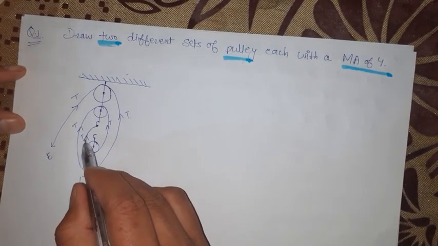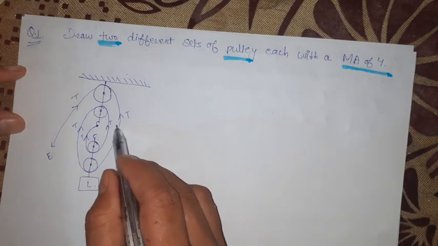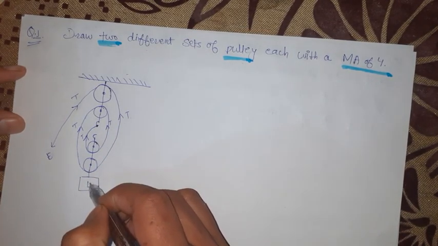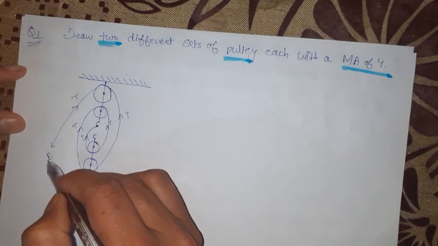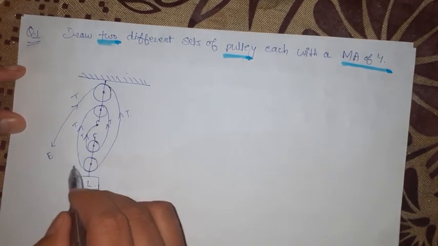Now over here, how many tensions are going to lift it up? We have 1, 2, 3, 4. So 4 tensions lift up this load, and this tension is against this effort. Okay, this is one of the sets.